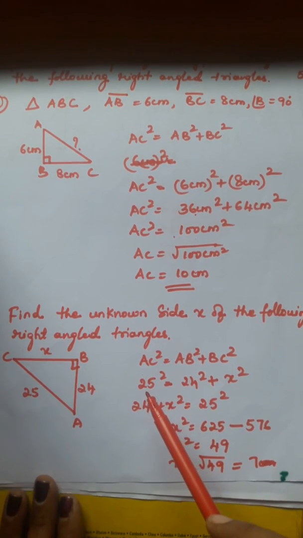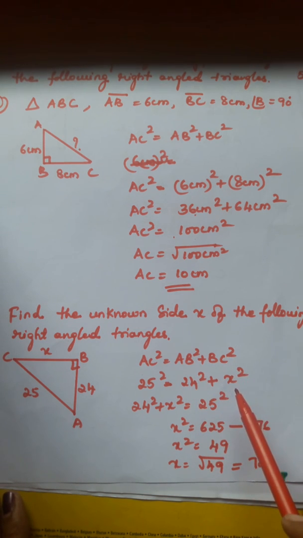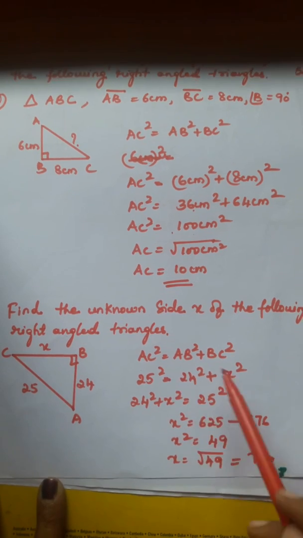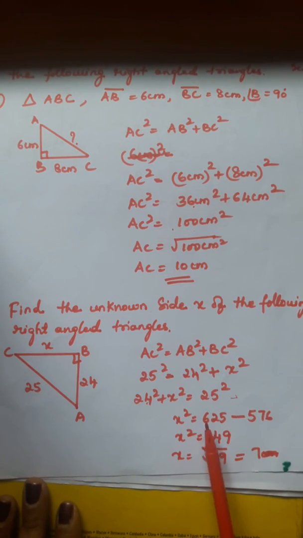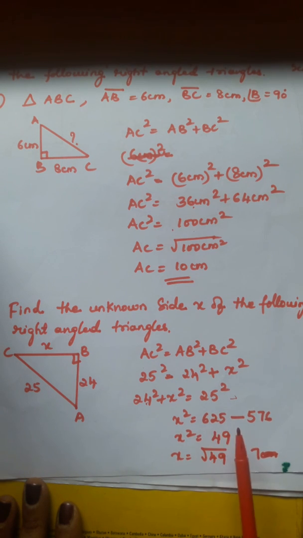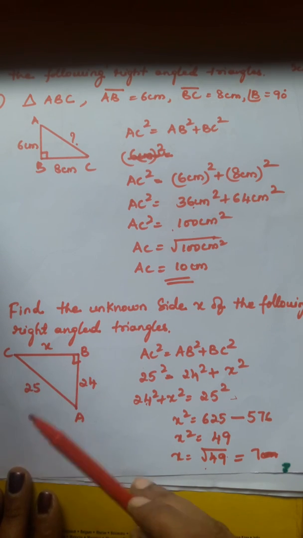So AC square is 25 square, equal to AB square, 24 square, plus BC square, x square. For our convenience, we take this across LHS and RHS. So x square is equal to 25 square, 625, minus 24 square, 576. If we subtract, we get 49, where the x value is the square root of 49, which is 7 cm. So we got the value of x as 7 cm.